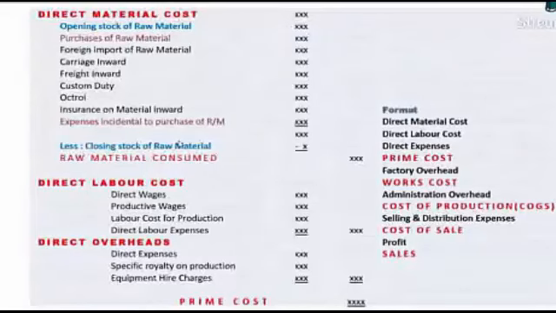Direct material cost is calculated as opening stock of raw material, purchases of raw material, foreign imports of raw material. I am giving a different name for the same thing: carriage inward, freight inward. It is one and the same, but technically different words can be used. Custom duty, which is paid when we purchase the goods from outside the territory of India. Octroi, insurance on material inward. So all expenses incurred for purchase of material are classified as direct material cost. Less closing stock, your ultimate result is raw material consumed. So this is direct material cost.